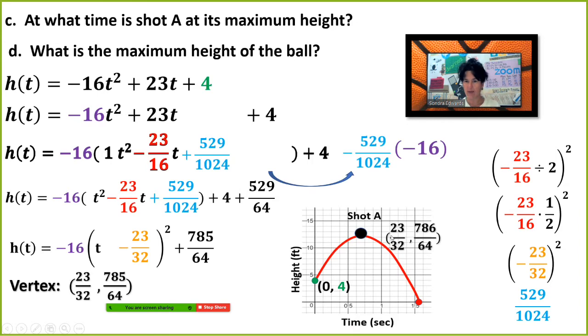Well, the time is going to be 23 over 32 seconds. What is the maximum height of the ball? That's the y-coordinate there, 786 over 64. You could find the decimal equivalent if you would like, but I'm going for exact value answers.